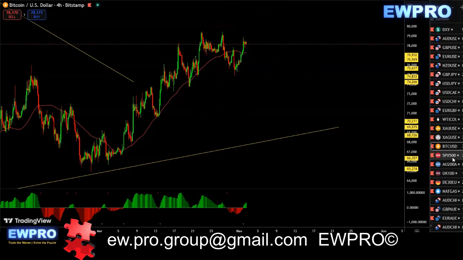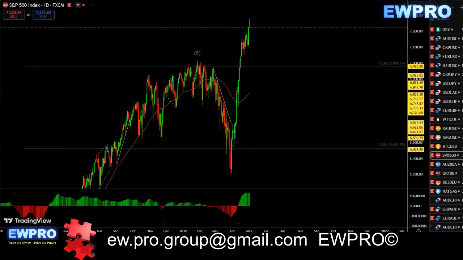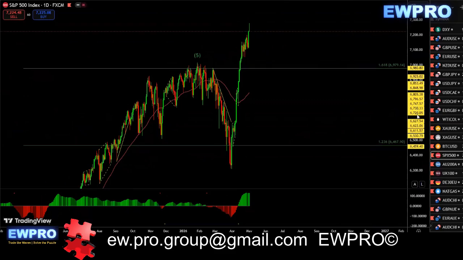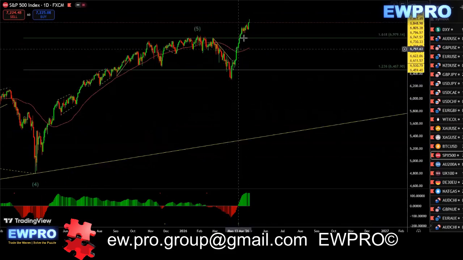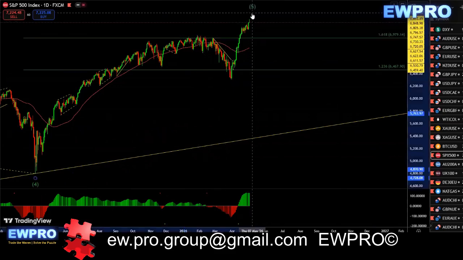That I'd be more interested in a sell setup. S&P 500, nothing to see here. It's gone up and broken all the tops, which is fine. This is still a wave 5.